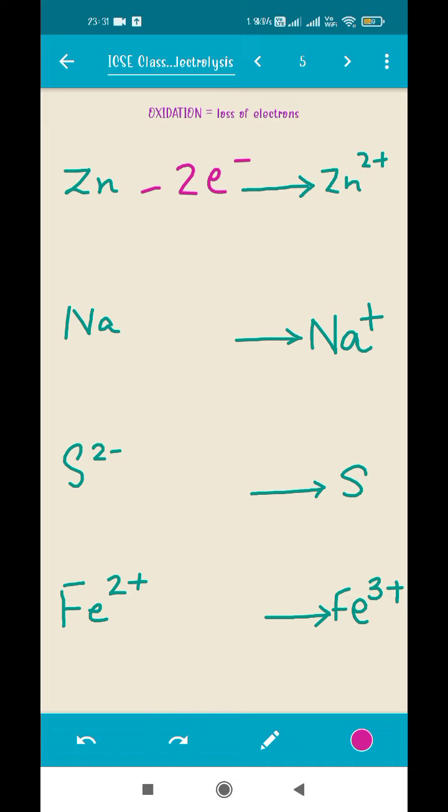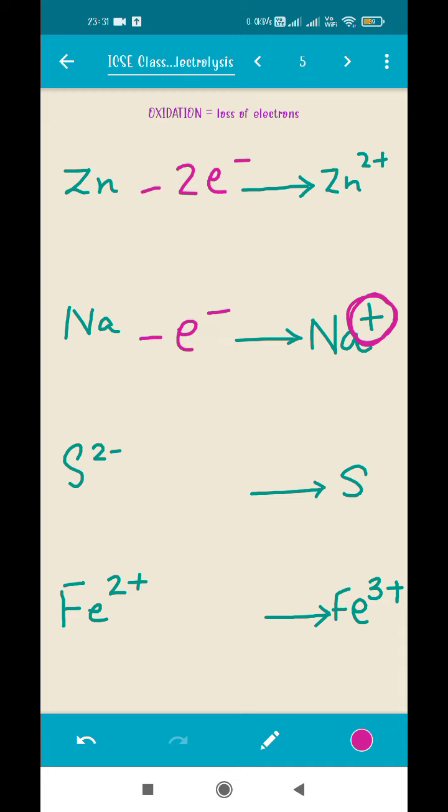Coming to the next one, a sodium atom is converting into a sodium ion. By how many losses of electrons? By a single loss of electron, because see, the power is only plus. Plus means only a single electron has been lost. So since again there is a loss of electron here, it will be termed as oxidation.